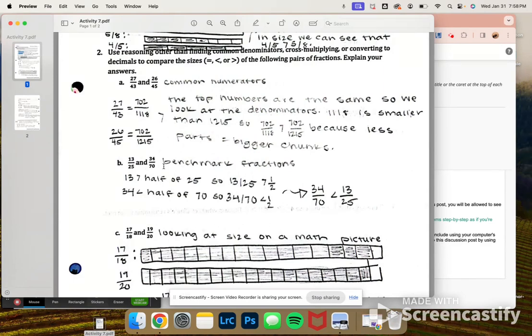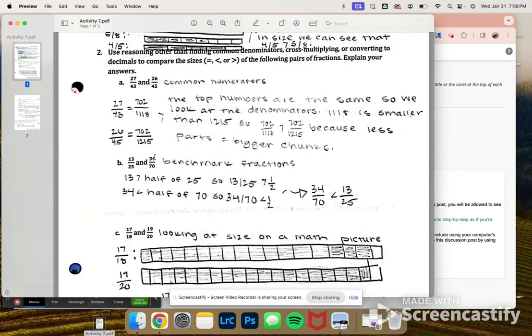I looked at benchmark fractions. So 13 was pretty close to half of 25. I just messed that up. It was greater than half because half is 12.5 and it's 0.5 bigger. 13 is greater than half of 25. So it's greater than 1/2 of 25.